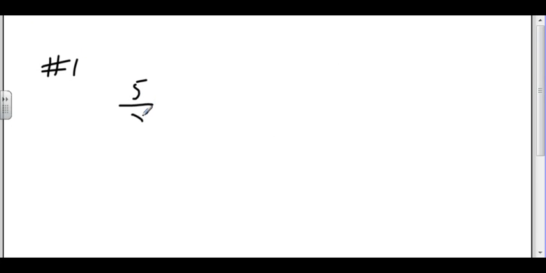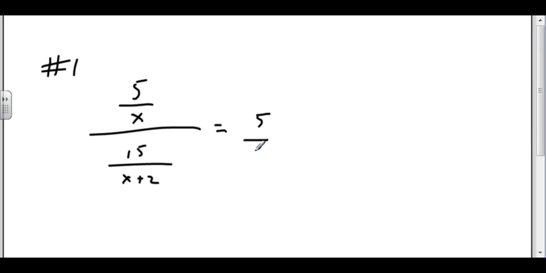5 over x divided by 15 over x plus 2. So we're going to try to write it so we can see what we have. And we're supposed to simplify. Okay, so we're going to say, well, that's going to be the same as 5 over x times, we're going to invert this guy, x plus 2 over 15.